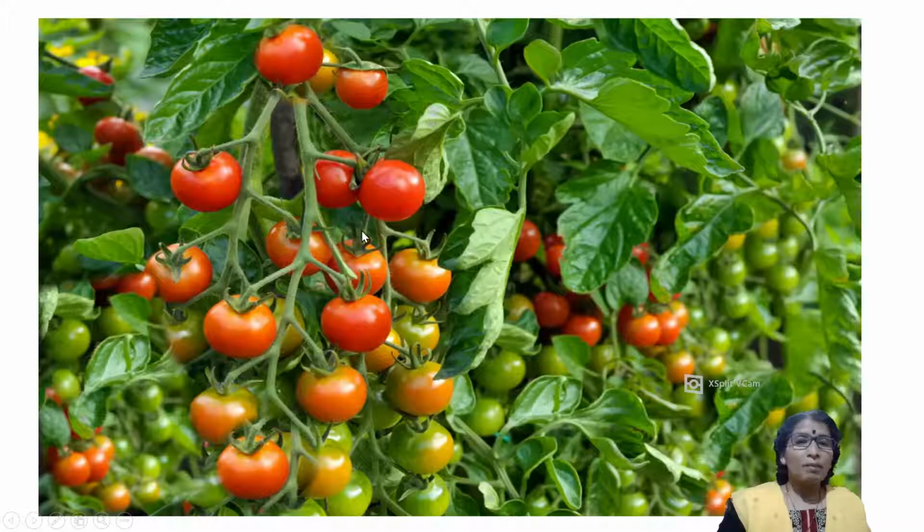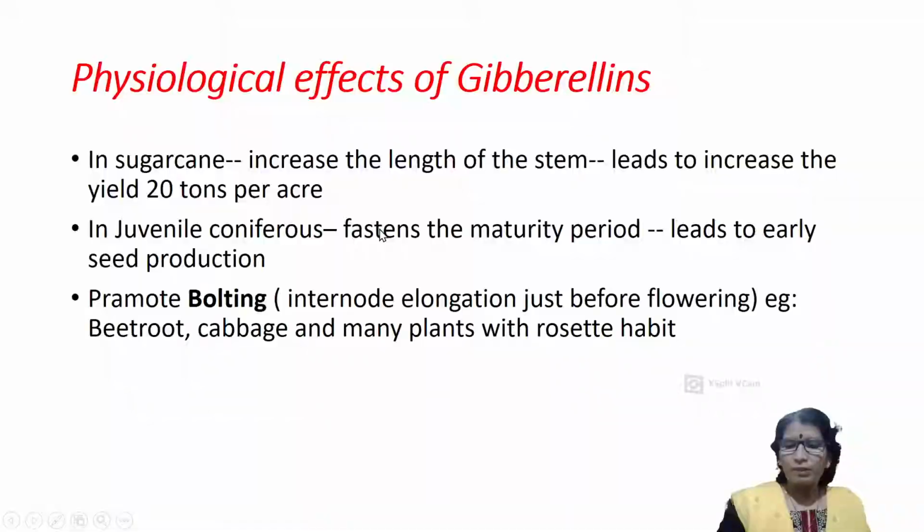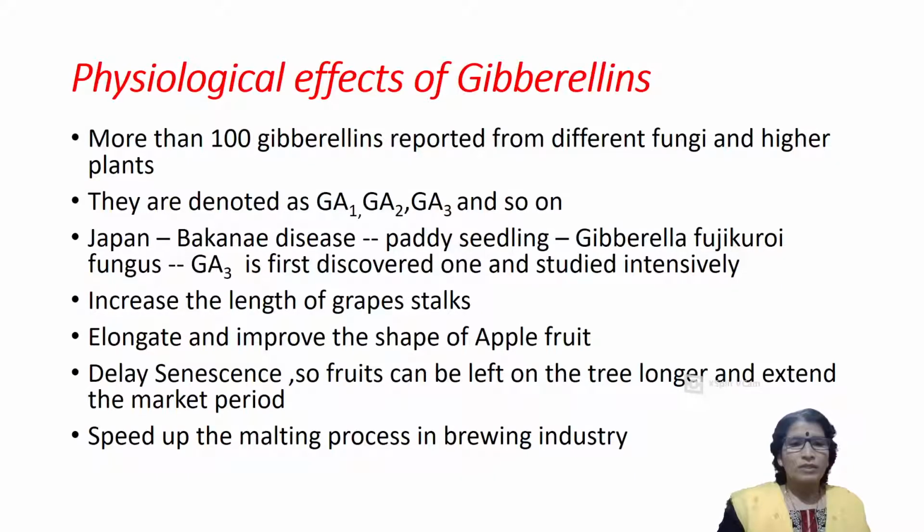So what happens in the market? There is no overproduction and there is no decrease in the price. So always in the market, the tomato cost is balanced. That means 1 kg of tomato costs approximately between 20 to 40 rupees. In this way, by spraying gibberellins, we can stop the loss to the farmer.